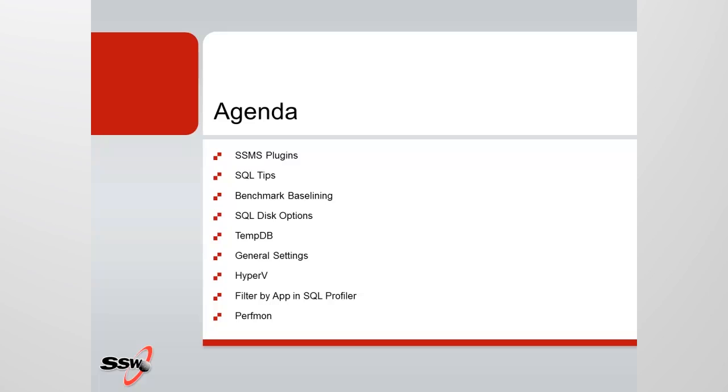So the agenda for today, first thing we're going to look at is some plugins that can make your life with SQL Server Management Studio a bit easier, some SQL tips, benchmark baselining, what are the disk options around SQL Server to improve performance, tempdb, that's always a performance hotspot, general settings for SQL Server, Hyper-V, SQL Profiler, and Perfmon. So with that, let's get started.